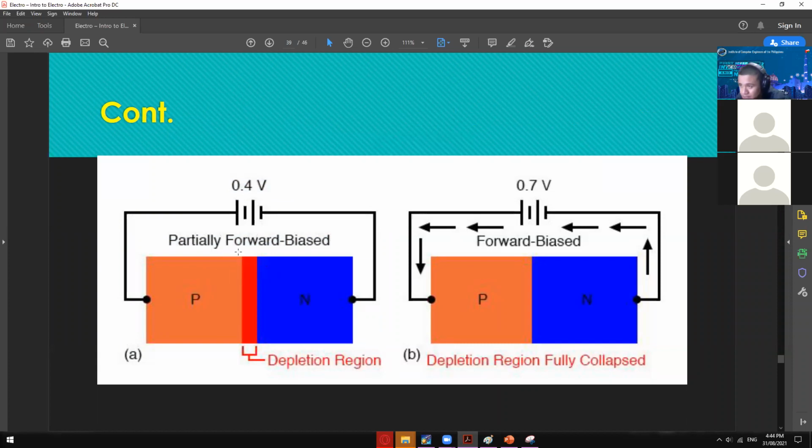Since meron pang space dito, parang wala pa rin kuryente or wala pa rin voltage ang dumadaloy dito. So even though this one is 0.6, 0.65, that is still not enough. Saka lang siya gagana, saka lang magkakaroon ng flow of currents kapag nag-fully collapse na yung depletion region natin. So wala na tayong depletion region, meaning nagkakaroon na ng meeting of p-type or the hole and then the electrons, so continuous sila. Then we now have a flow of current.